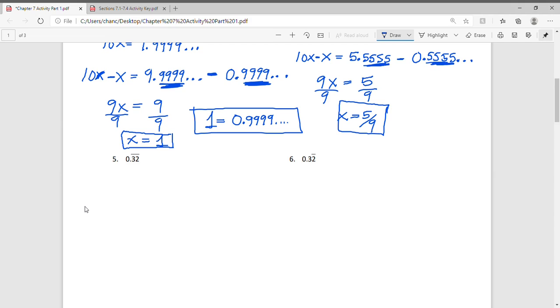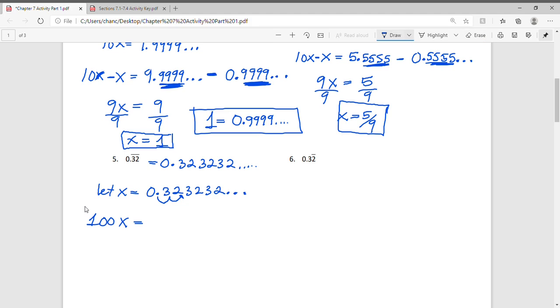In question 5, we'll use a similar strategy, but we'll have to change it up slightly. In part 5, we have 0.32 bar, which means the 3 and the 2 are going to continue to repeat. So this is equivalent to 0.323232, and those 3 2's are going to repeat forever. Now I'm going to let x be equal to this decimal number, 0.323232, repeating forever. And instead of multiplying both sides by 10 like we did earlier, we want to cancel out the 3 2's, so I actually need to move the decimal place twice. So instead of multiplying both sides by 10, let's use 100. Let's multiply both sides by 100 instead.